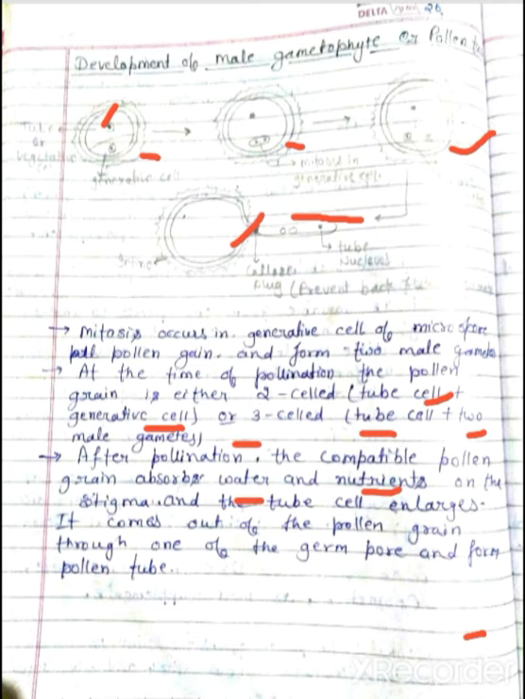It comes out of the pollen grain through one of the germ pores and forms the pollen tube. Here it is. This is the pollen tube, you can see. So this is the development of the pollen tube in a pollen grain.